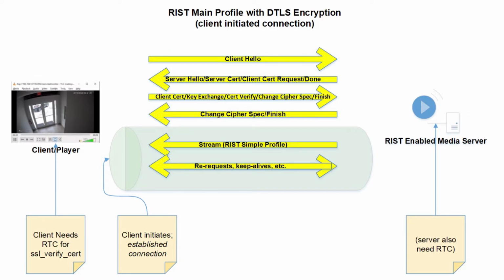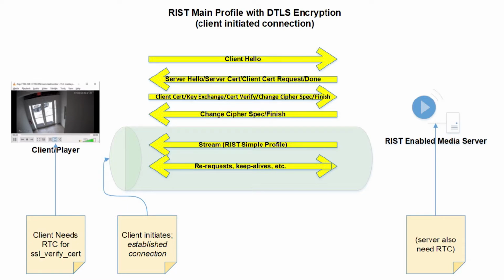On the bottom, in the notes, we see an explanation that in order to verify the certificates, we need a real-time clock, just like with HTTPS and a computer. In this case, we're also showing a client-initiated connection, so it will be a reverse NAT, so that the firewall in front of the client will see it as an established connection and data will flow through. So this is the basics of what happens during DTLS.